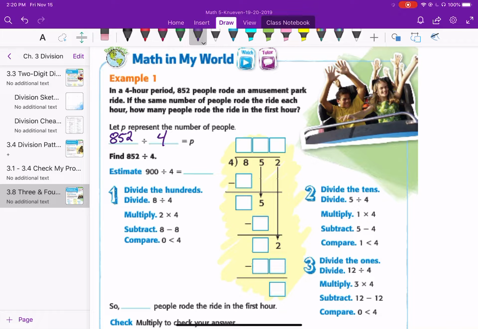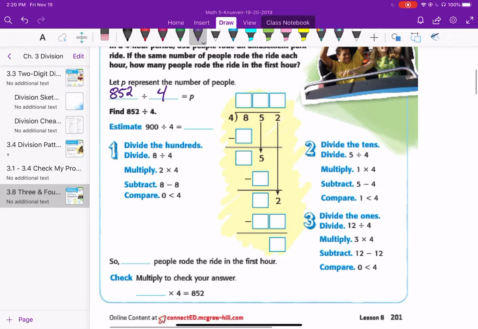So if I am going to estimate, kind of ballpark, will this be about the right answer? Well, 852, they made it 900. I don't like that. I'm going to make this a little bit easier to work with and say that it's going to be, let's say simply 880. Only because I'm going to use compatible numbers, compatible numbers and say 880. Well, 88 divided by 4 is going to be 22, and I have 1 zero. So it should be around 220.